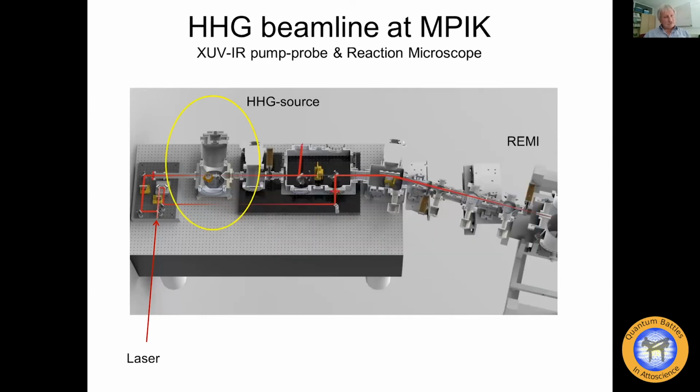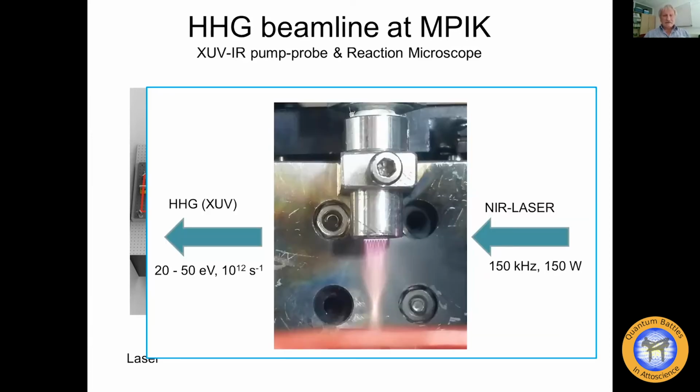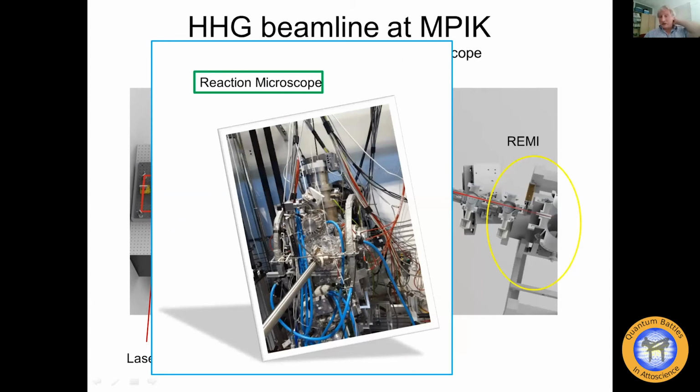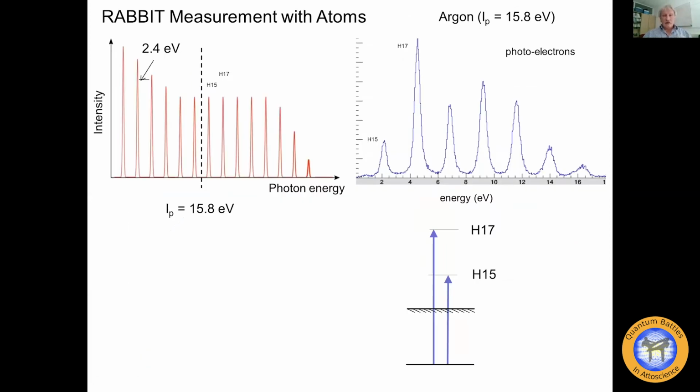We drive our high harmonic source. It was a little bit tricky to get it running. Here's a more detailed view of our gas nozzle. Actually, these are 10 gas nozzles in a row. And you see the plasma that we ignite with about 150 watt here and produce harmonics. And these harmonics we send into our reaction microscope and do experiments, now kind of RABBITT type experiments.